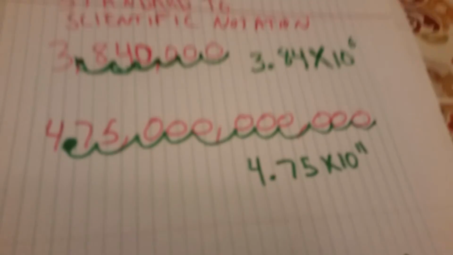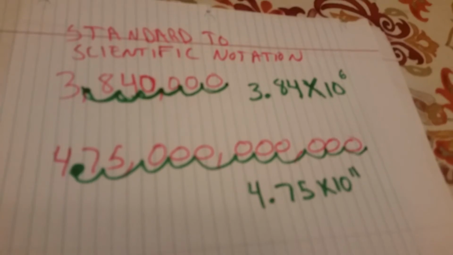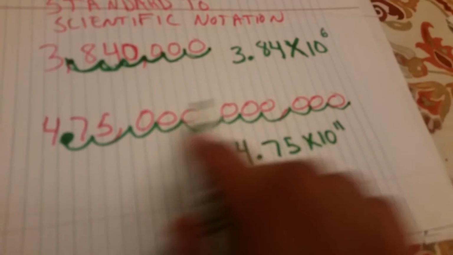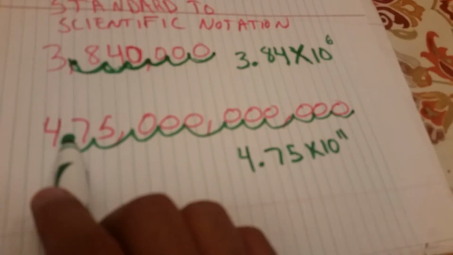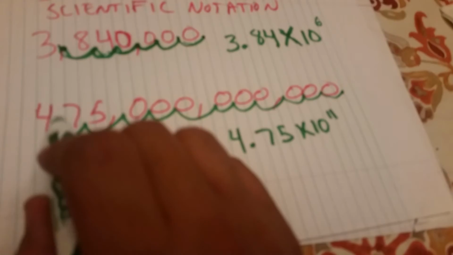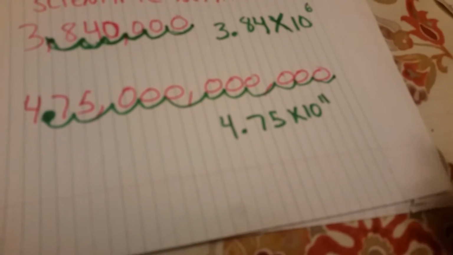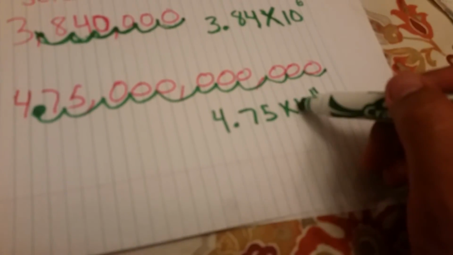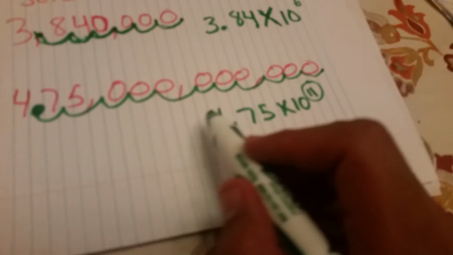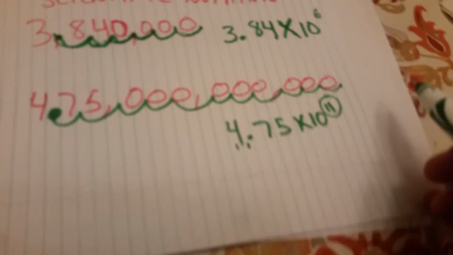And that's pretty much the way you do standard to scientific. All you've got to do is move the decimal all the way to where it makes a number like this, 4.75, right after the first digit, and you count the number of spaces you moved it, and you do the times 10, and the number of spaces that you moved it, you write as a power. So in this case it's 4.75 times 10 to the 11th power.